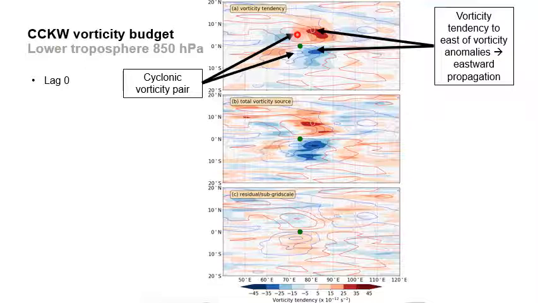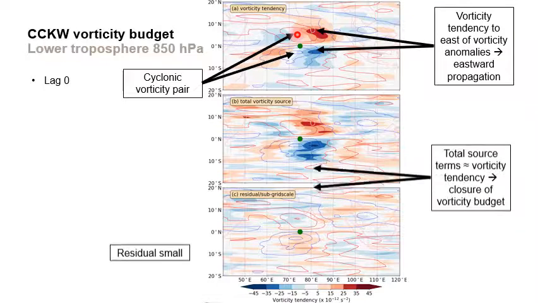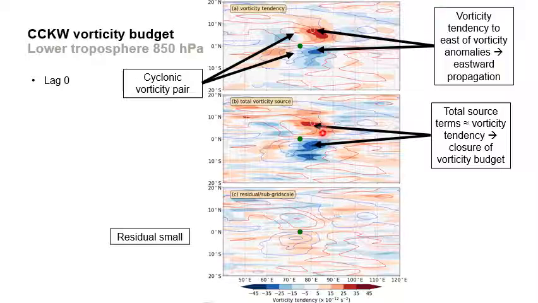So that's the tendency. What about the source terms? Well, there in the second panel, basically the map of the source terms looks very like the map of the vorticity tendency. Well, that's a good thing. That means that we've got a pretty good closure of the vorticity budget. And that's confirmed by the bottom panel, which is basically the difference between the top two, which is the residual, and it's relatively small compared to these maps here.